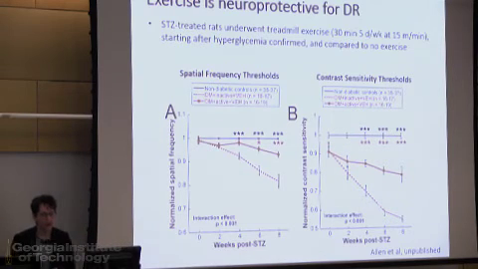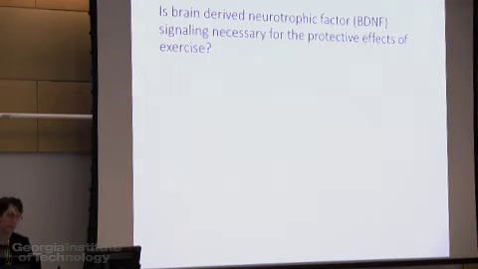All right, well, how is this actually working? What is the mechanism that's underlying this exercise effect? One of the things that's been implicated in the hippocampus is brain-derived neurotrophic factor. And it's been shown that BDNF seems to be important for this exercise.